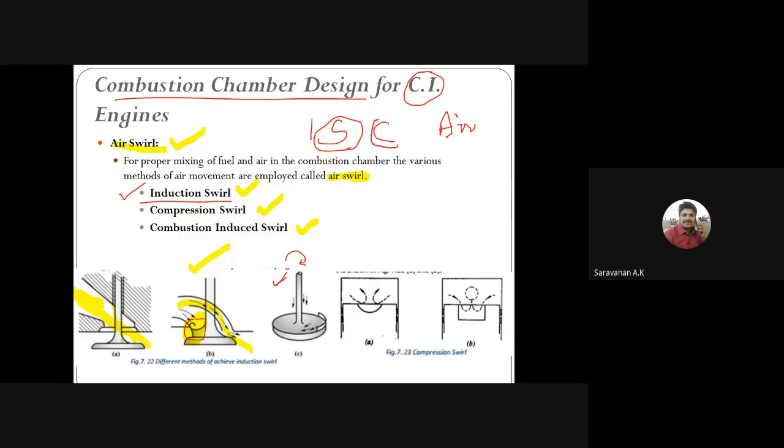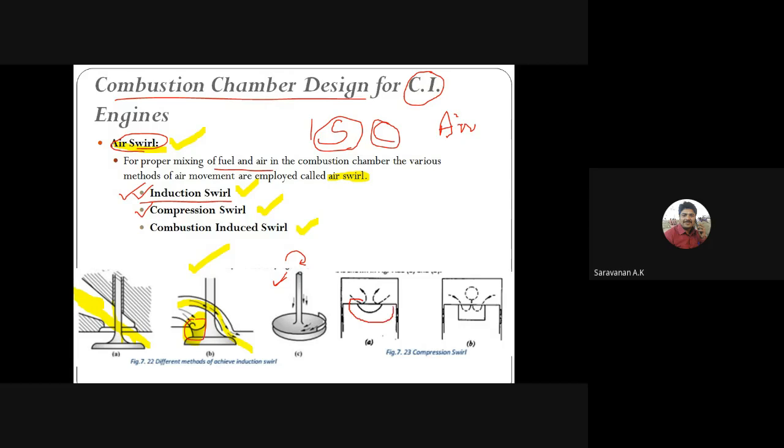For the compression stroke, again the air has to swirl. Then only the proper mixing will be obtained. The proper mixing of the fuel and air is very, very important, so we have to mix the fuel and air in a proper manner. So we require these air swirls. The first one is the induction and the second one is the compression air swirl. In this method the air swirl is produced during the compression stroke.